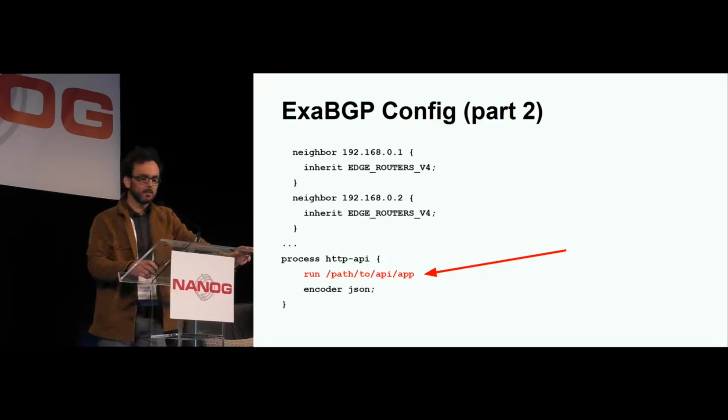And here's the fun part about ExaBGP. You can define a process, you give that process a name that makes sense to you, and that process runs a piece of code. In this case, it's a Python piece of code. And you define the encoder as JSON, which means that you're going to be exchanging JSON.